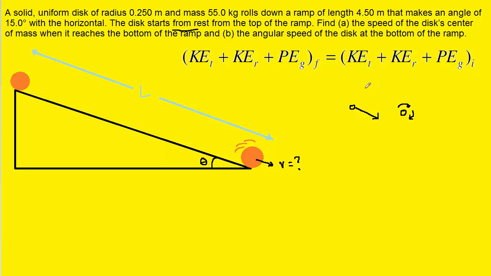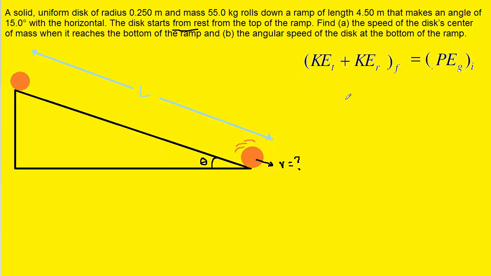Now, initially, because it's released from rest, neither of those types of kinetic energy will be present, so we can eliminate them from the equation. But certainly when the disk reaches the bottom of the ramp, we're going to have both translational and rotational kinetic energy, so we have to leave those both in the final side of the equation. When the object reaches the bottom of the ramp, it's no longer going to have gravitational potential energy because it's not lifted off the surface of the ground anymore. So we can actually eliminate the final gravitational potential energy. And so the equation simplifies as follows.